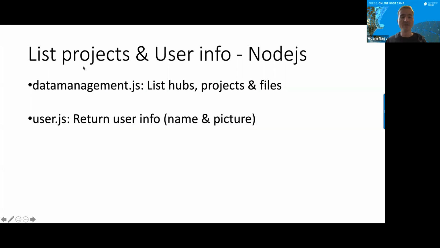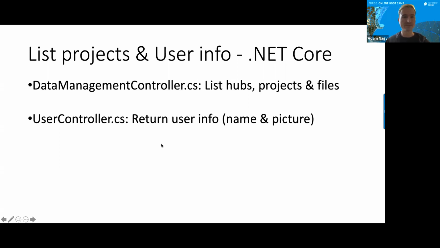So in this part, we are going to implement the server-side code, which will retrieve all the hubs that the given user has access to, and list all the hubs, projects, folders, files, and the versions for the files, and also retrieve the user-specific info, name of the user, and the picture if available. So we'll have a controller for this, the data management controller, which is using the data management API, and the user controller using user-specific APIs.